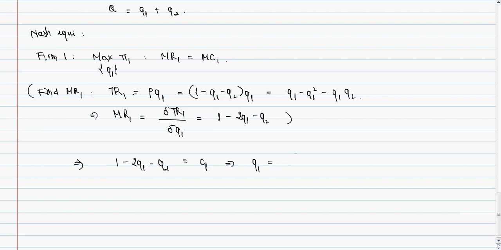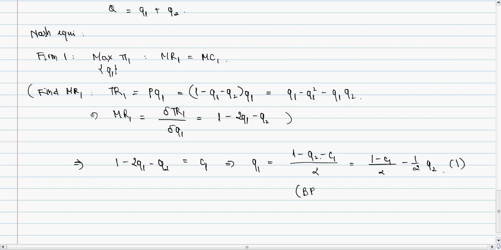So Q1 will be equal to (1 minus Q2 minus C1) divided by 2. That is (1 minus C1) over 2 minus half of Q2. Given the amount of Q2, Q1 will be chosen according to this equation in order for the profit of firm 1 to be maximized. So this is the first equation, and this is called the best response function of firm 1.